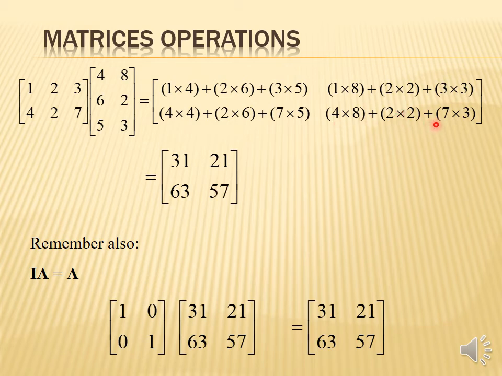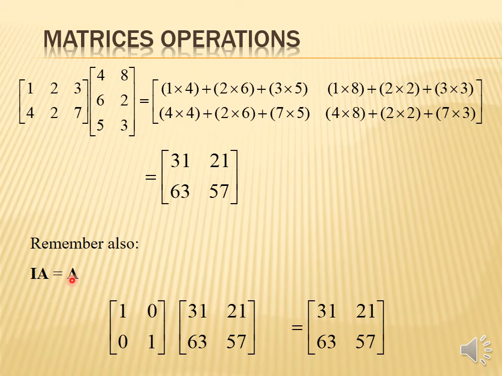Similarly 4 8s are 32, 32 plus 4 is 36... then 3 7s are 21, so 48 plus 21 is 57. Now remember also, student, if we multiply the identity matrix with A, it equals A.